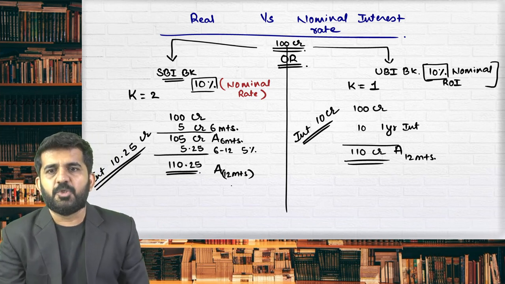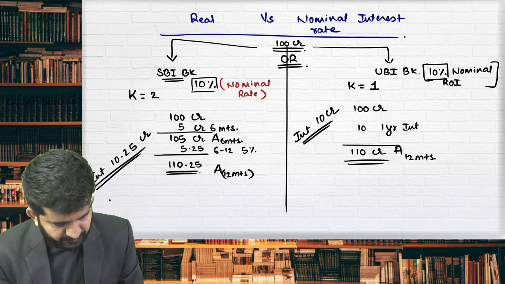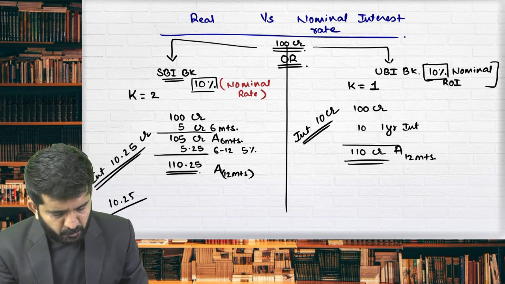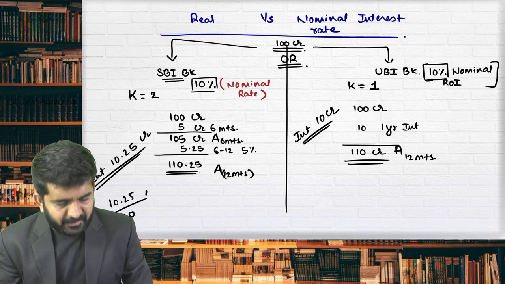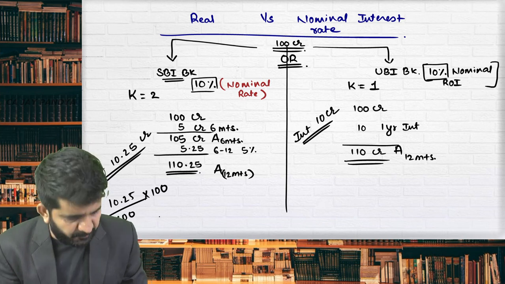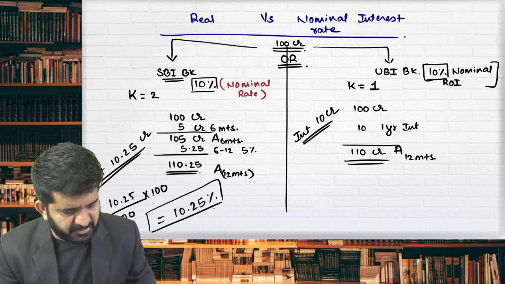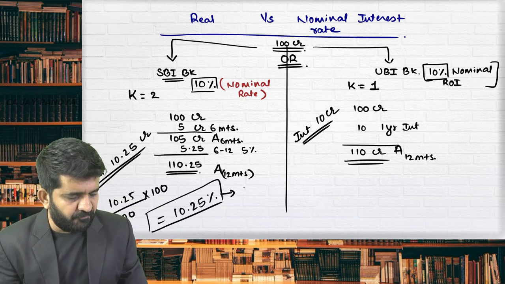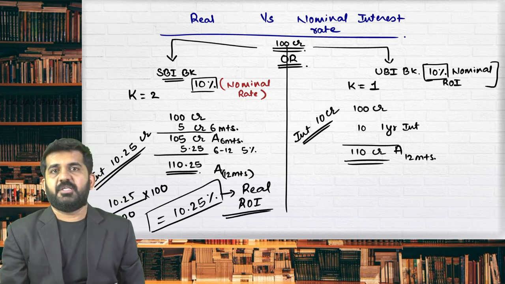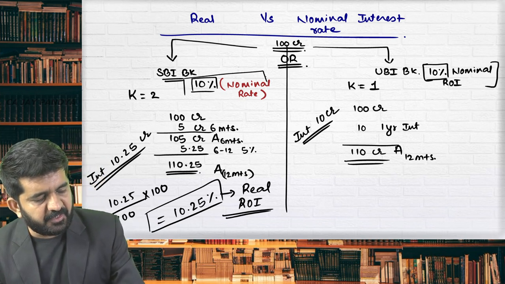Now try to understand my question. What really you are earning from SBI? 10.25 crore on an investment of how many rupees? 100 crore. Then how much actual rate of return, how much real rate of return you are earning is 10.25%, and this 10.25% is nothing but the real rate of interest. Whenever you go to a bank, it will always quote which rate of interest?